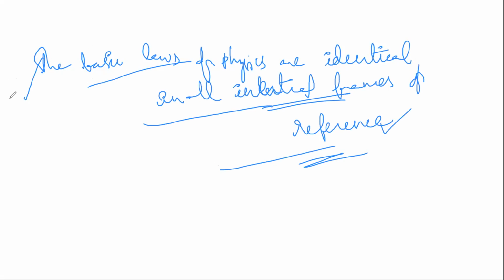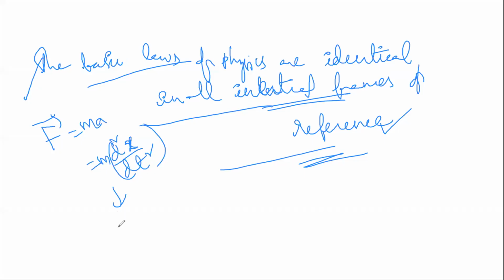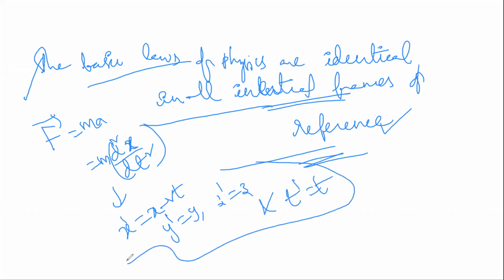Now let us see one of the laws, the invariance of Newton's law. You know Newton's second law: F equals ma equals m into d square x by dt square. According to Galilean transformations, we have x dash equals x minus vt, y dash equals y, z dash equals z, and t dash equals t. You know this. These are called Galilean transformations.